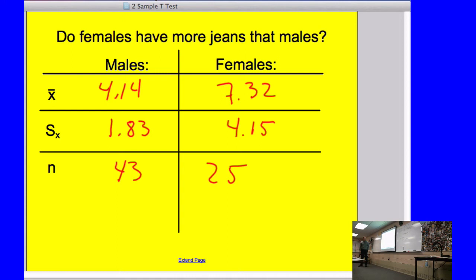Now that is a total of 68, and I have about 90 students in AP Stats. So we have 22 that did not participate. Bummer is, look at our female sample. How big is our female sample? Not enough, so we're going to have to do a test. We're going to have to go that extra mile.